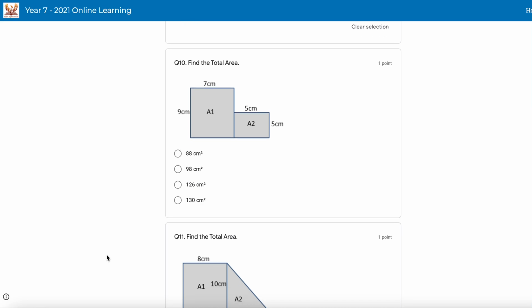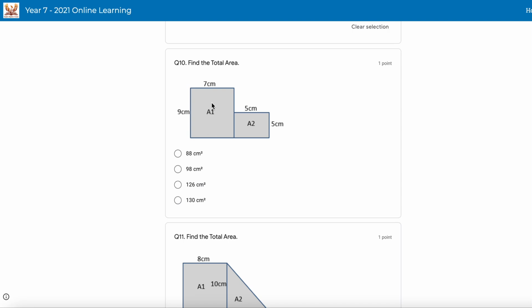Okay, here we've got another shape just made up of 2 rectangles again. This time it's not going to take us through finding A1 and finding A2 and then adding them together. It's expecting that you know that's what you're supposed to do now. So when it says find the total area, we know we have to divide it into 2 shapes, find the area of each shape, and then add them together. So let's divide it ourselves.